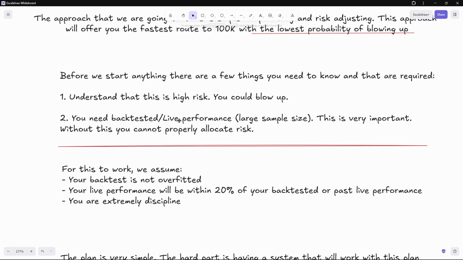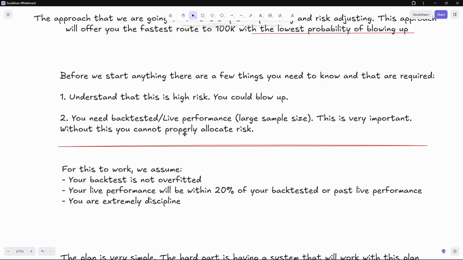Number two, you need back-tested or live performance with a large enough sample size. This is extremely important. You cannot want to flip a $3,000 account into a 100k account and you have no data. You're going to end up in the 95% of traders who lose money. I'm telling you that right now. It is very important. Without this, you cannot properly allocate risk. And risk is very important.